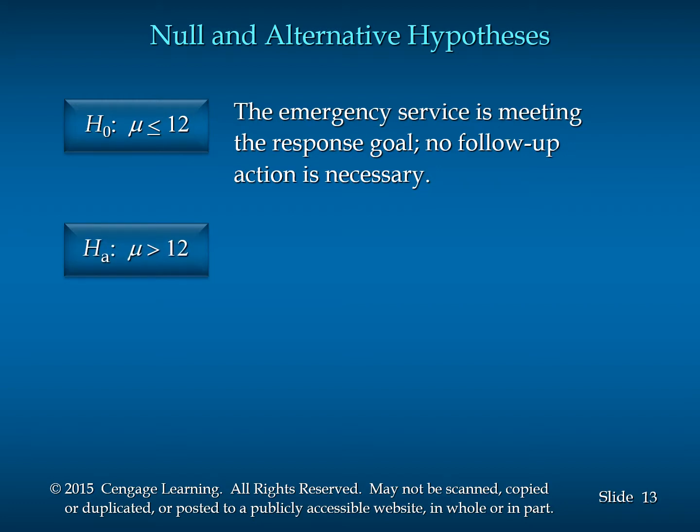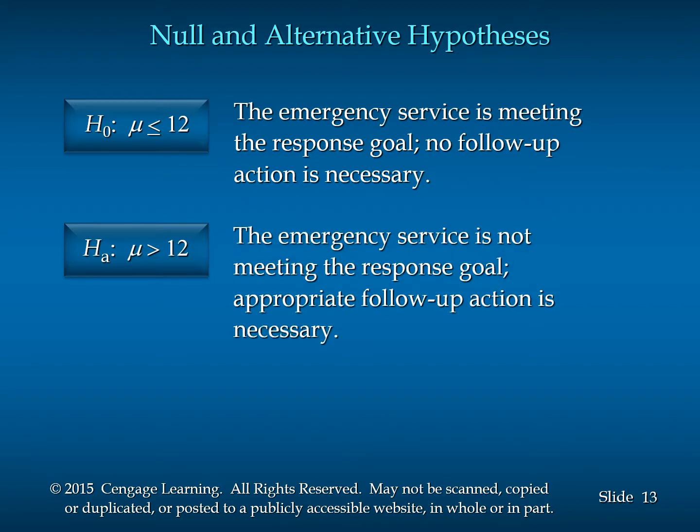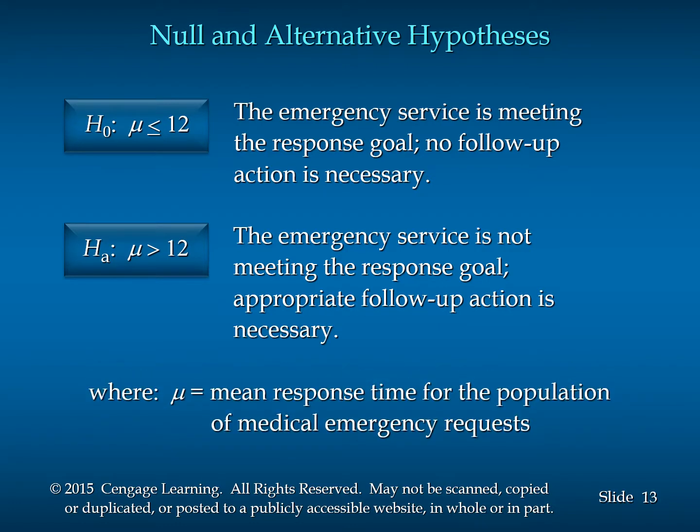Therefore, the null hypothesis: the emergency service is meeting the goal. The alternative is it's not meeting the goal and we need to do something about it. In this case, mu is the mean response time for the population of the medical emergency requests. And 12 is our hypothesized mean.